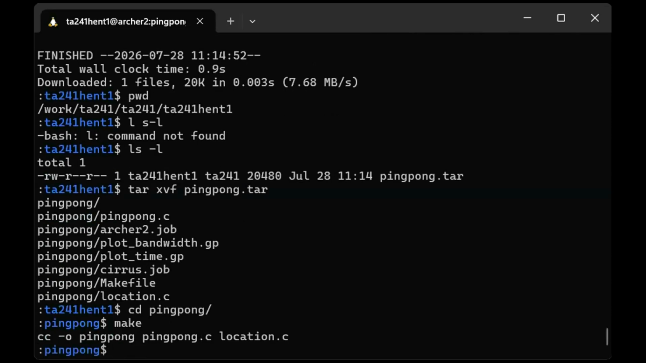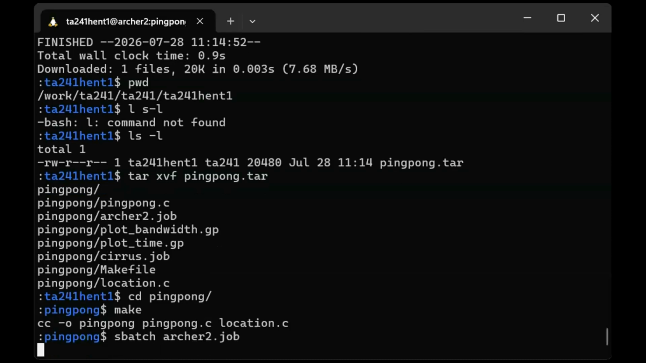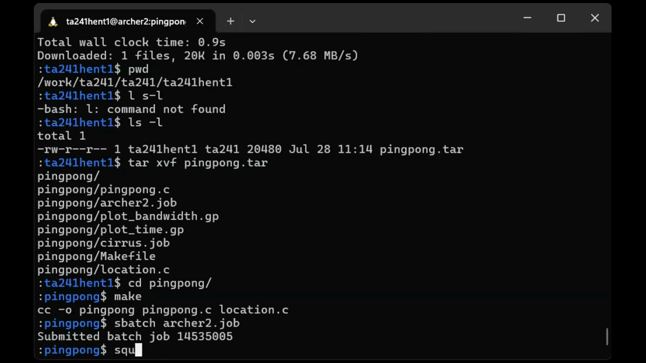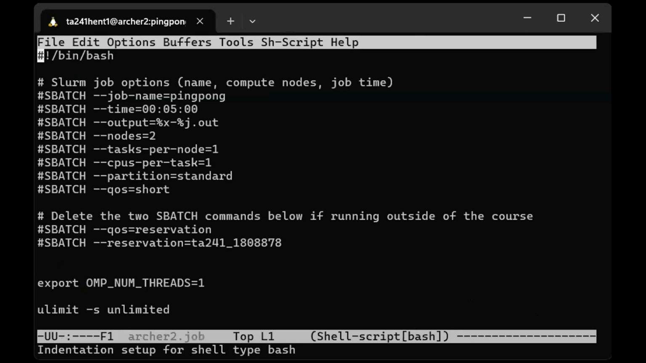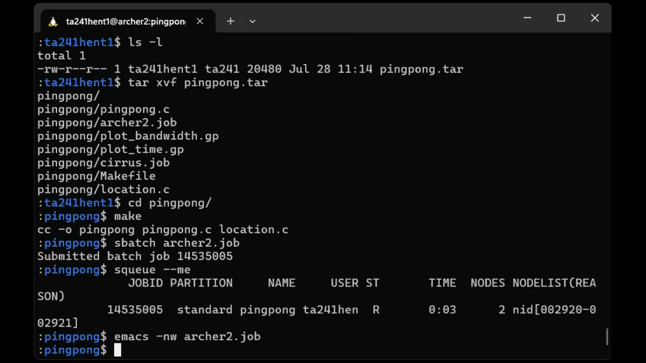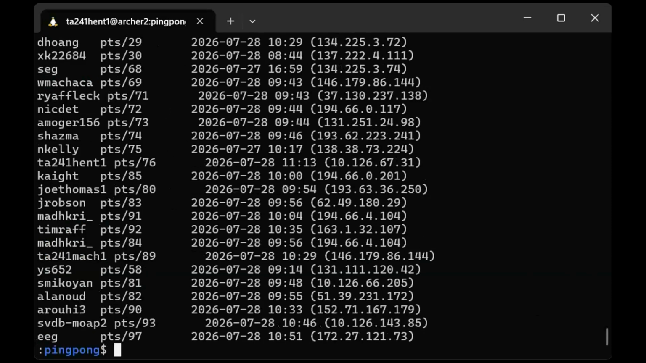And then all I do now is sbatch archer2.job, and that submitted the batch job, and it is now running. So you should be able to follow this. If you look at the batch script, we are running in a reservation, which runs for this morning. If you're running on your own account, or outside of the course, you'll have to delete these and run in the short queue.